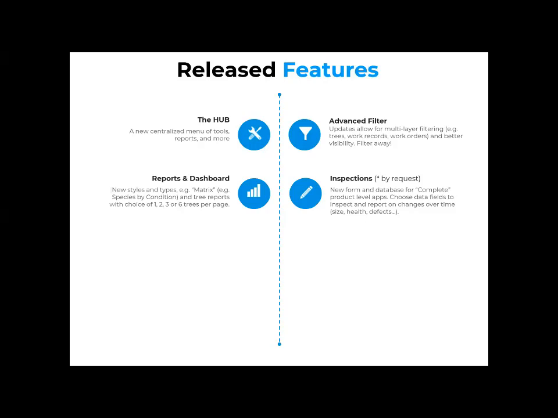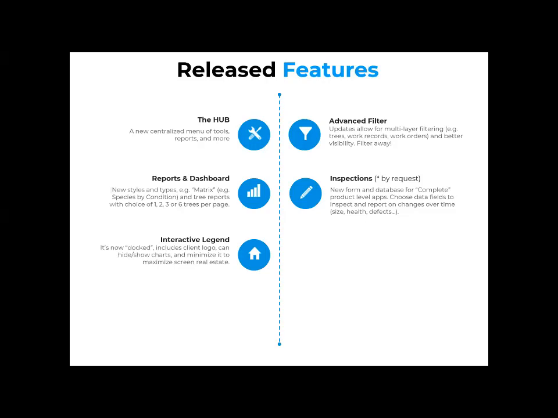So you can look at DBH, condition or health, various defects and observations, maybe height, things like that, and see how the information changes over time. Go back to that tree. So that's a really handy new form, and I'll show you how that works. We have a report coming out for that one as well down the road.